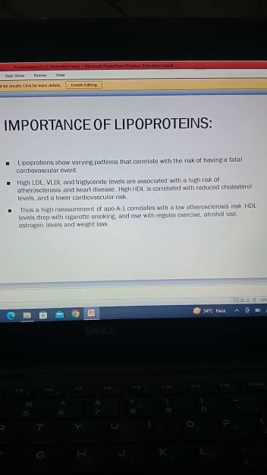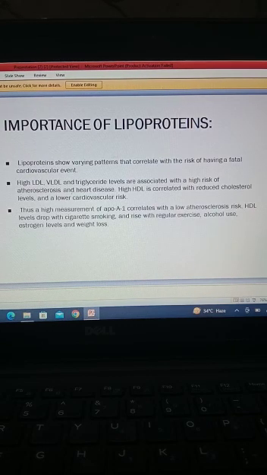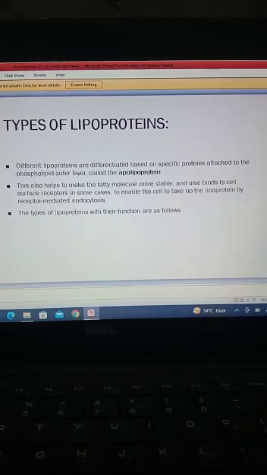First, lipoproteins show varying patterns that correlate with the risk of having fatal cardiovascular events. Second, high LDL, VLDL, and triglyceride levels are associated with a high risk of atherosclerosis and heart diseases. High HDL is correlated with reduced cholesterol level and a lower cardiovascular risk. Third, a high measurement of ApoA1 correlates with a low atherosclerosis risk. HDL levels drop with cigarette smoking and rise with regular exercise, alcohol use, estrogen levels and weight loss.